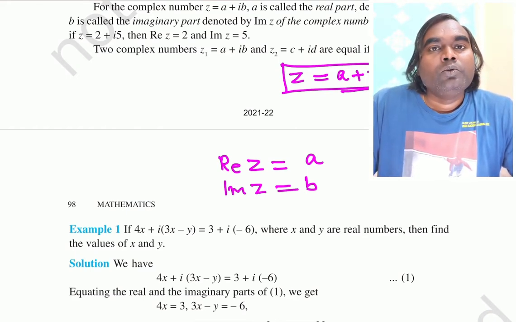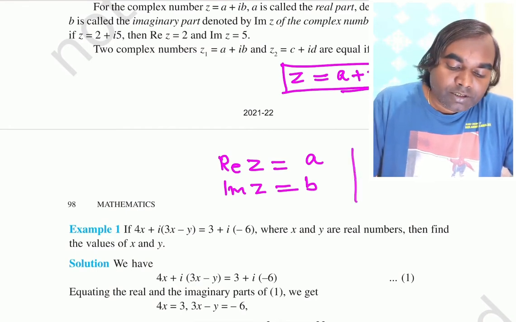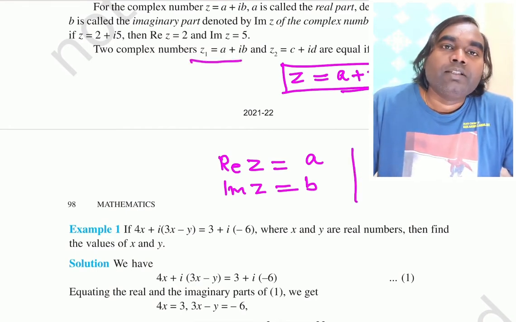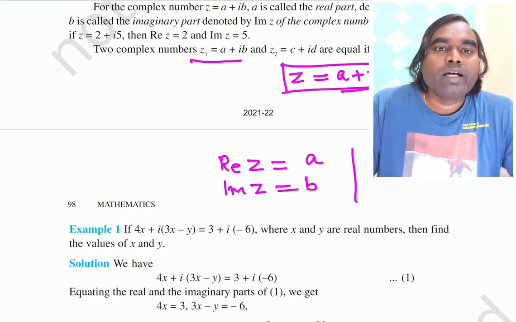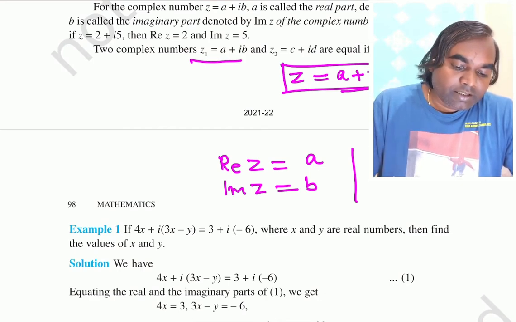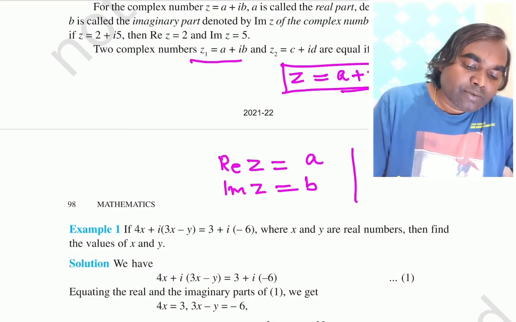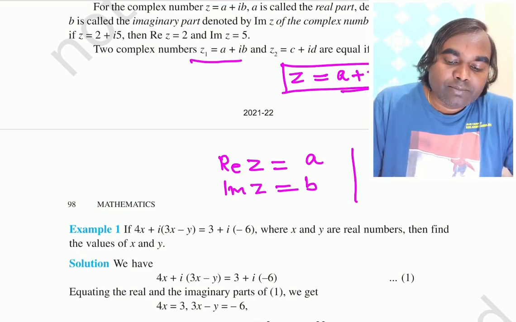Now suppose two complex numbers, z1 is equal to a plus ib and z2 is equal to c plus id, are given and we want to equate them. How can we equate them? For that we equate the real parts of the two complex numbers and the imaginary parts of the two complex numbers separately. That means in this case we equate a is equal to c and b is equal to d.